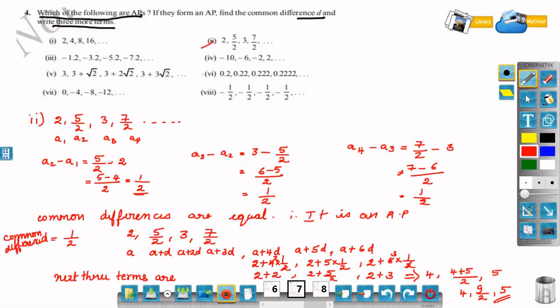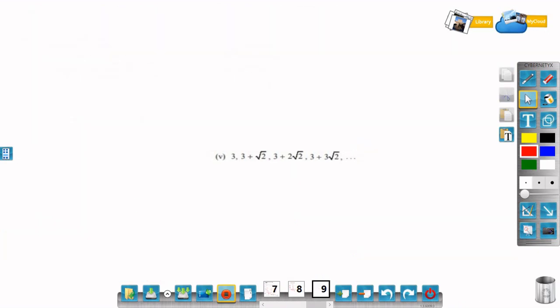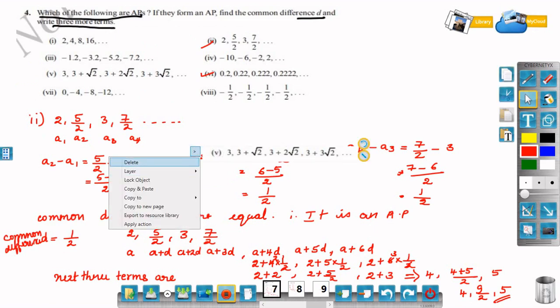We solved the second and sixth ones, which were a little difficult. I'll solve the fifth one, which looks a little complicated. It is easy. This one is easy. I'll solve this one. You have to solve the remaining ones.